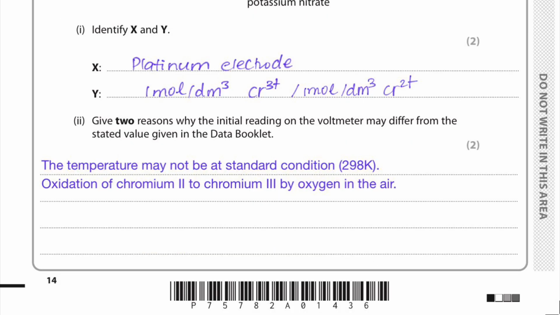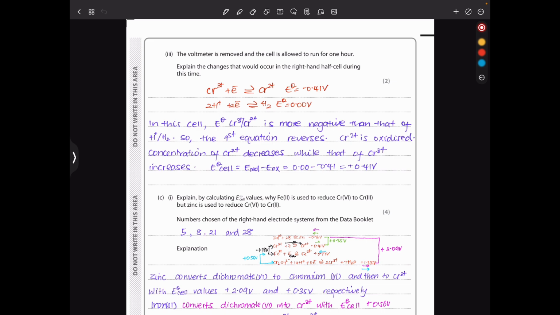Then they say give 2 reasons why the initial reading on the voltmeter may differ from the stated value given in the data booklet. This could be if conditions are not standard or if a reaction took place. So I say the temperature may not be at standard conditions, meaning not 298 K, or the oxidation of chromium(II) to chromium(III) took place by oxygen in the air. Next, they say the voltmeter is removed and the cell is allowed to run for 1 hour. Explain the changes that would occur in the right-hand half cell during this time.